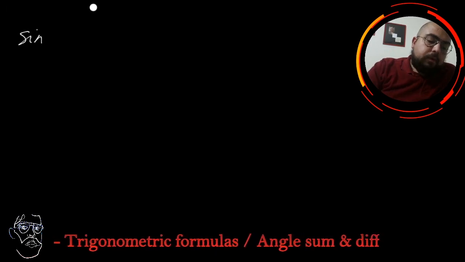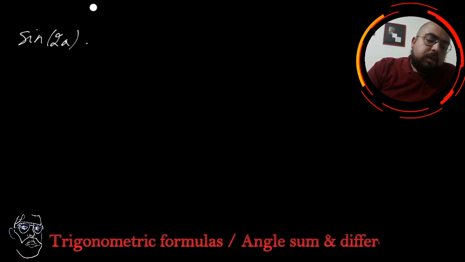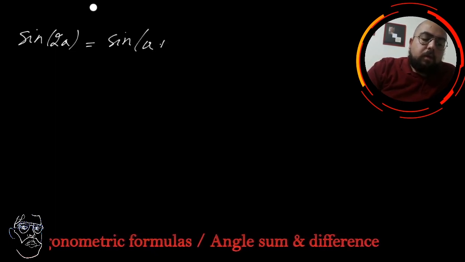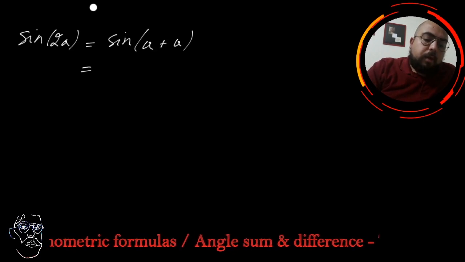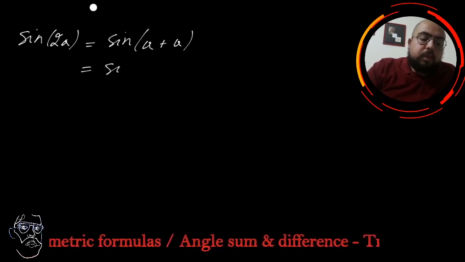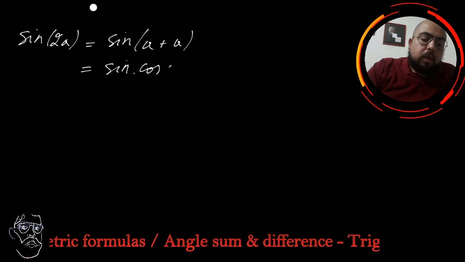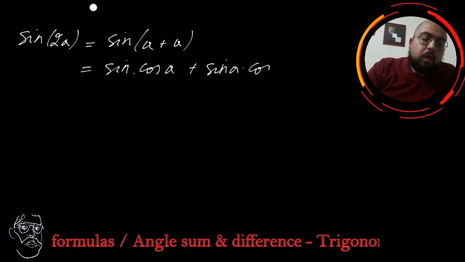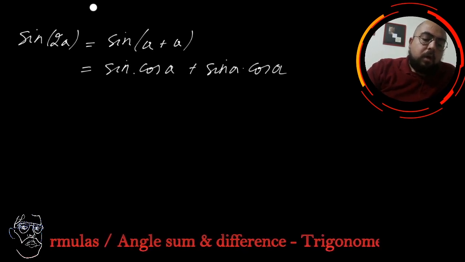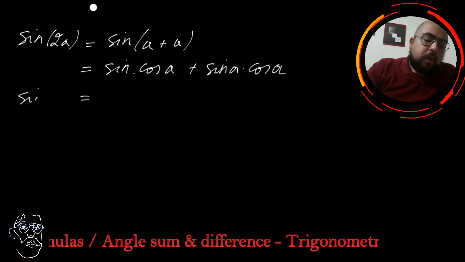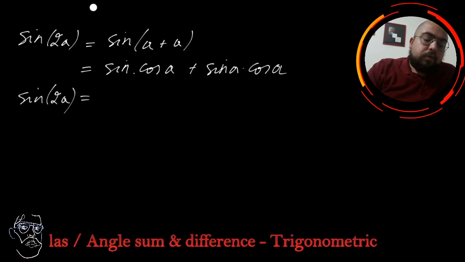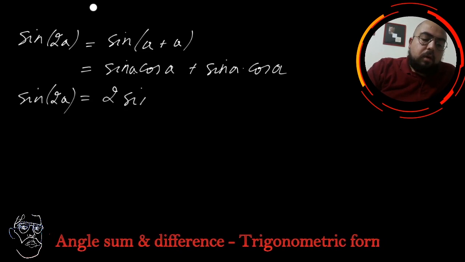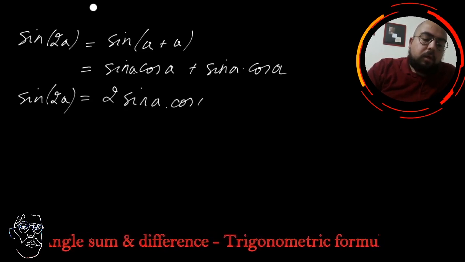Sine of 2A is the same thing as sine of A plus A. Again, you apply your formula, so it's sine A times cosine A plus sine A times cosine A. Instead of B, you're using A. So the formula will be sine of 2A is actually equal to 2 sine A times cosine A.